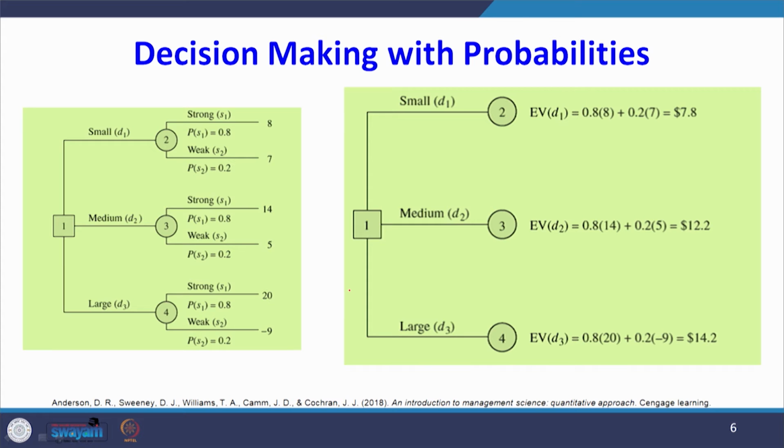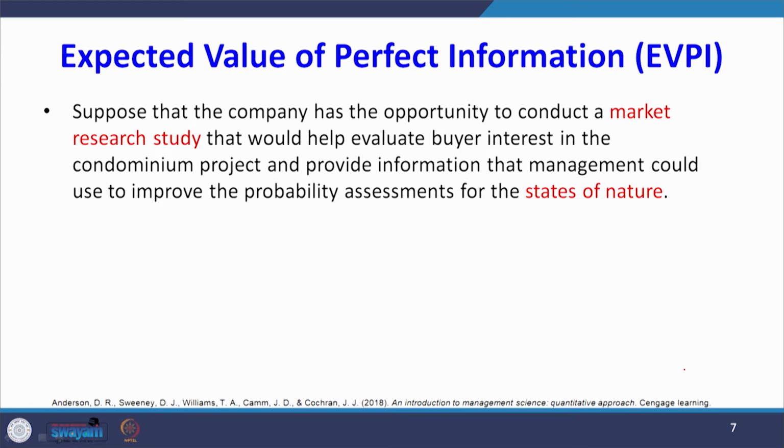Here I have shown how we got this 7.8: 0.8 into 8, 0.2 into 7, and 0.8 into 14, 0.2 into 5. So, we got 7.8, 12.2 and 14.2. Our suggestion is to go for the large size complex. Now, we are going to find another term called expected value of perfect information.